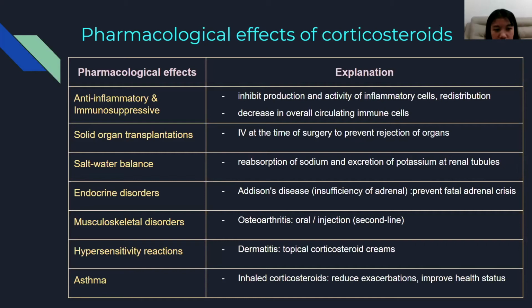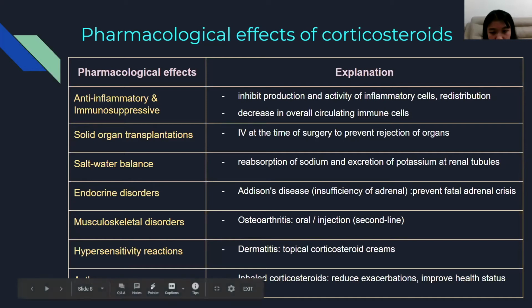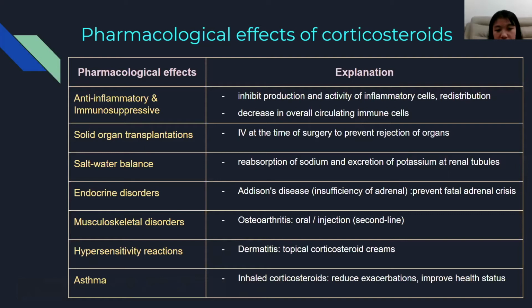Besides, corticosteroids also regulate the salt-water balance in the body by regulating the reabsorption of sodium and excretion of potassium at the renal tubules. And then, corticosteroids also help to treat endocrine disorders such as Addison disease, which is the insufficiency of adrenal, and the supplementation of corticosteroids will prevent the fatal adrenal crisis. Then, corticosteroids can help to treat musculoskeletal disorders too, like osteoarthritis.